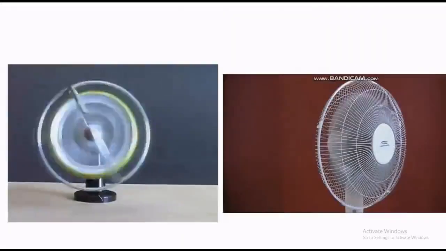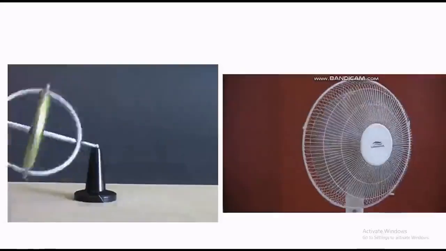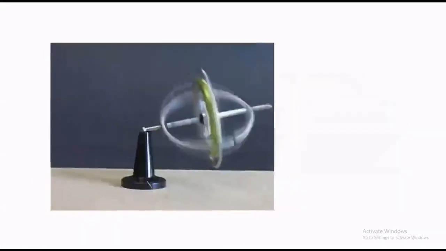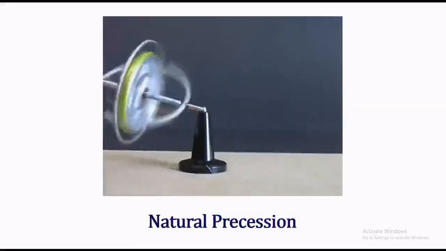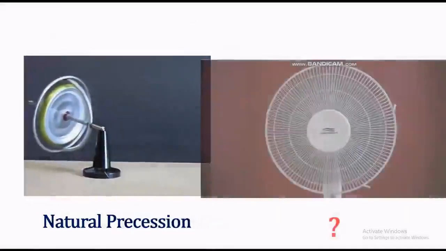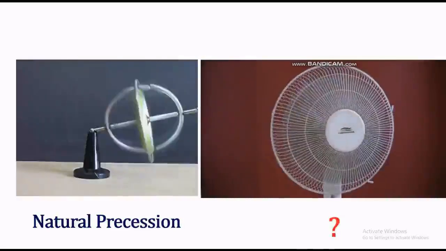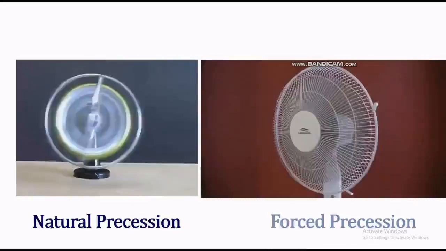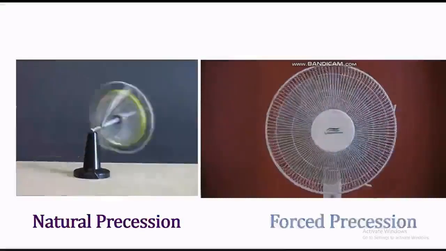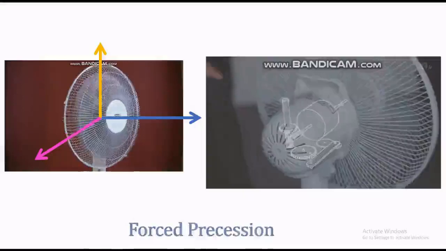Again, we had these two scenarios in the beginning and we tried to understand the physics behind the first scenario. And this is known as natural precession. Then what is this? Exactly, it is known as forced precession. We are forcing the spinning axis to change its direction with the help of a mechanism which consists of a combination of gears.